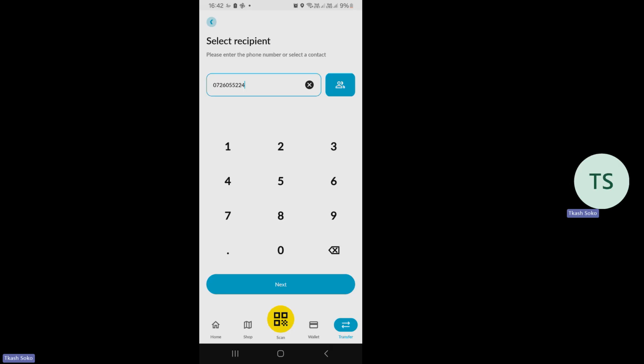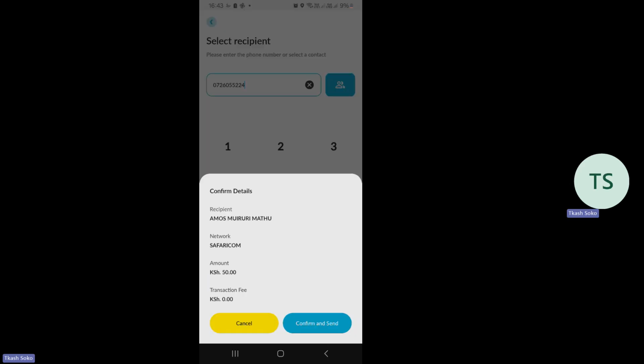Kuna kitu hapa nataka tuelewane. You can send to any network. There is no limitation. Si lazima utumie network ya Telcom, si lazima utumie network ya Safaricom, si lazima utumie network ya Airtel. It's not a must that you send to a specific network. You can send to any network that you want. So wewe ndio unaamua which network do I want to send to.